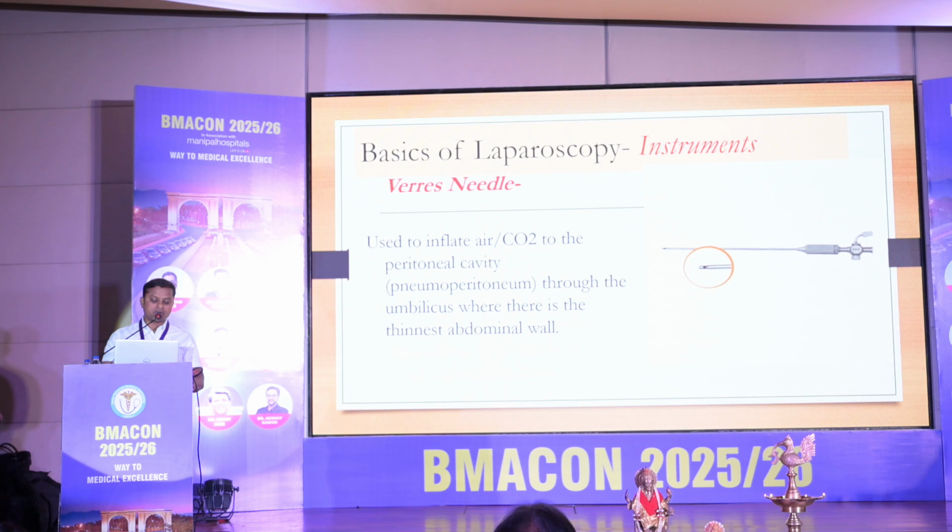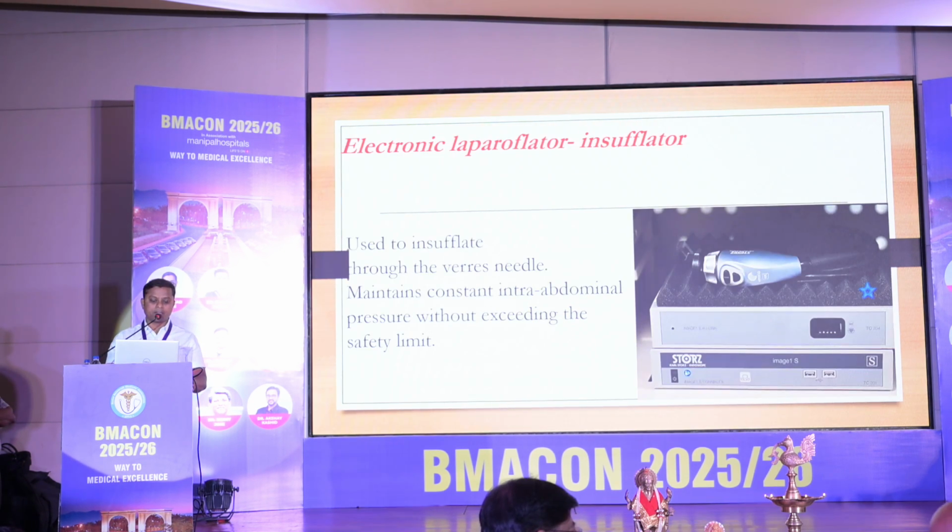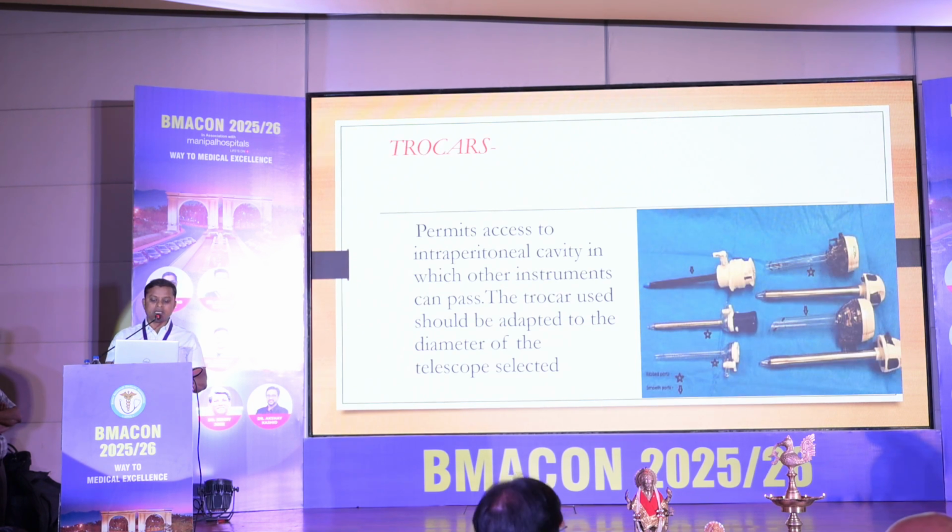Veress needle, it is one of the instrument which is used to inflate the CO2 inside the peritoneal cavity through the thinnest part of the abdominal wall. This is CO2 insufflator which insufflates the abdomen with the help of CO2. These are the trocars through which different instruments go inside the abdominal cavity.